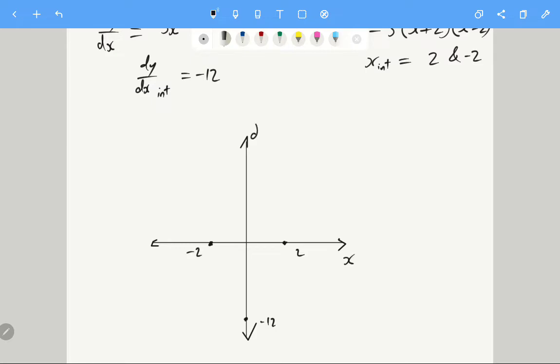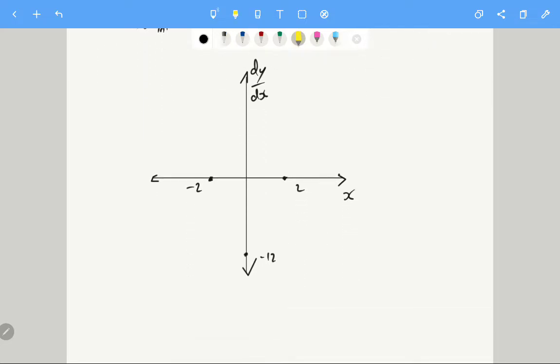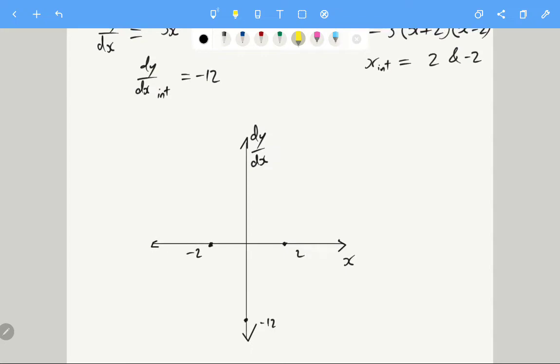Sorry, not my y-intercept, my dy/dx. My y-axis is replaced by the gradient axis. And as you can see, it's also a positive quadratic, which means that it's going to be a smiley face, not a frowny face. And I can draw in my function like so. The question was, when is dy/dx positive? Well, it's positive here and it's positive here.